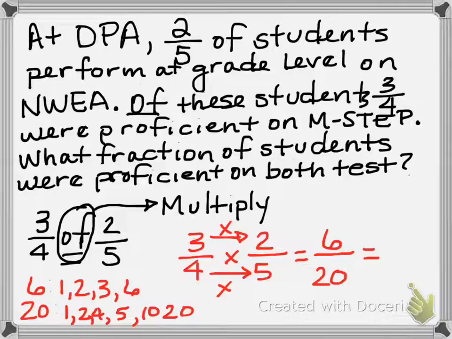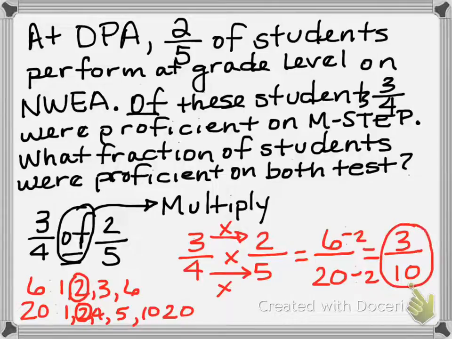So the common factor, the greatest common factor, it looks like is 2. So I can divide both the numerator and denominator by 2. And 6 divided by 2 is 3. 20 divided by 2 is 10, and here is my final answer. But I said there's a faster way of doing it. Let me show you the faster way of doing this same thing.